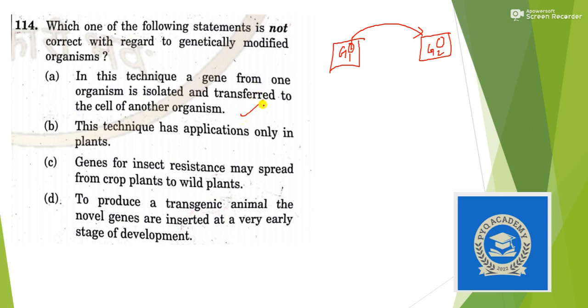So yes, then, the technique has application only in plants? No, it has a very wide application, both in plants and animals. Genes for insect resistance may spread from crop plants to wild plants? Yes, this is true. To produce a transgenic animal, the novel genes are inserted at a very early stage of development. Yes, you need to insert it at a very early stage.